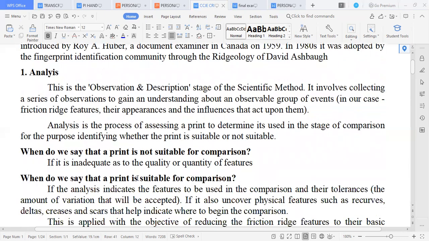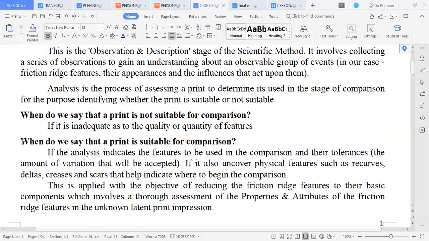So there is a question here. When do we say that a print is not suitable for comparison? It states here that it is if inadequate as to the quality or quantity of features. So adequacy is very important. Okay, when do we say that a print is suitable for comparison? If the analysis indicates the features to be used in the comparison and their tolerances. If it also uncovers physical features such as recurves, deltas, creases, and scars that help indicate where to begin the comparison.